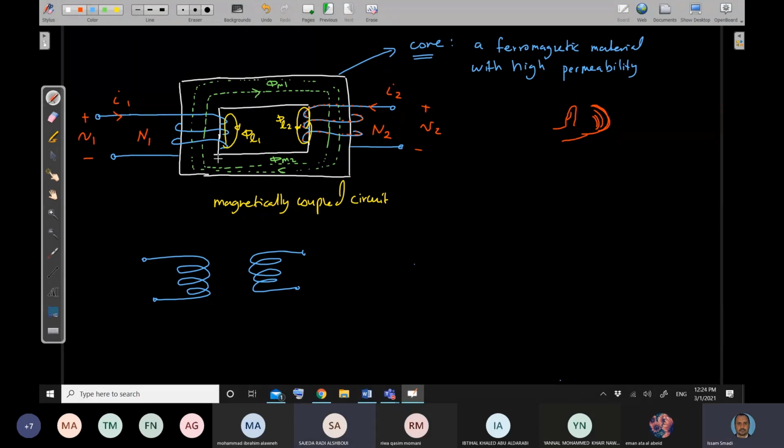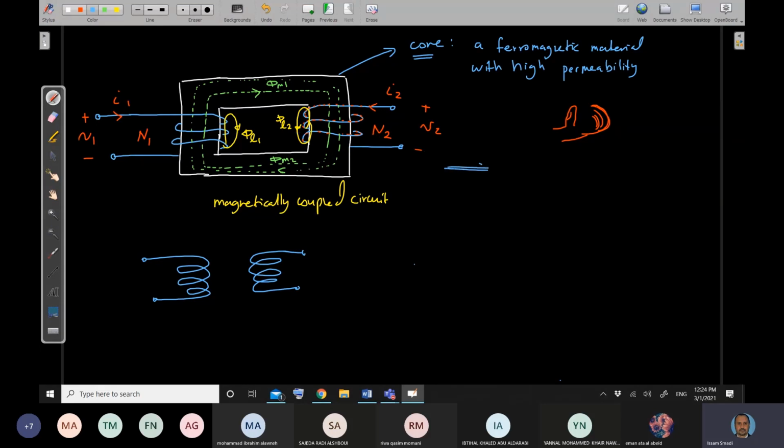Let's say in order to direct and concentrate the flux. In order to direct and concentrate the flux, I need a core. Do you see? Without the core, the flux will go, let's say, away from the coil. With the core, the flux is guided and concentrated.